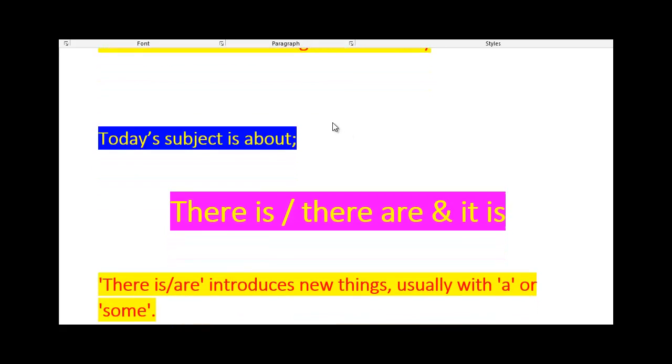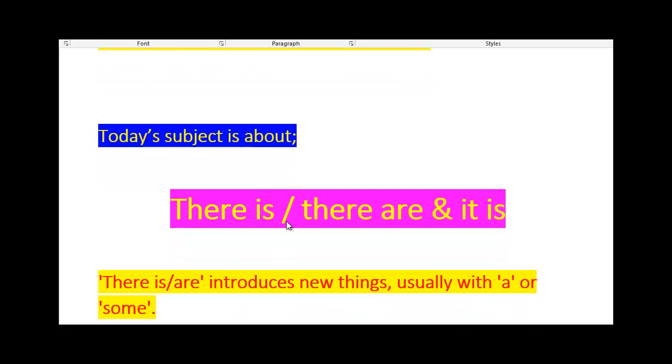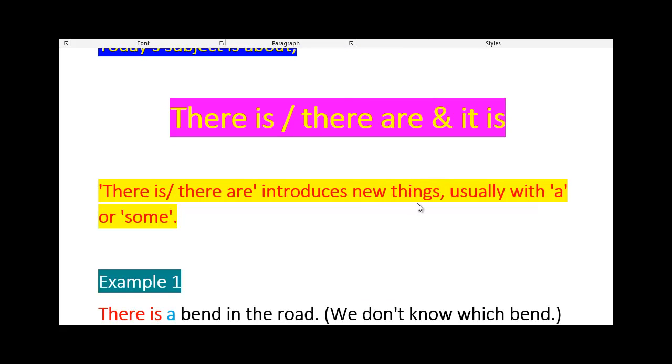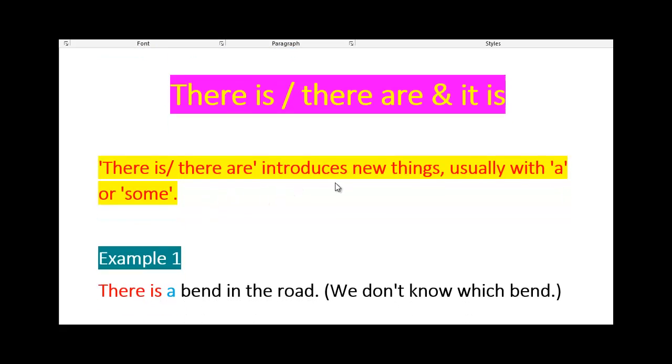And today we'll talk about there is, there are, and it is. We use there is and there are to introduce new things, and usually we use a or some. So we say there is a something or there are some things, okay?